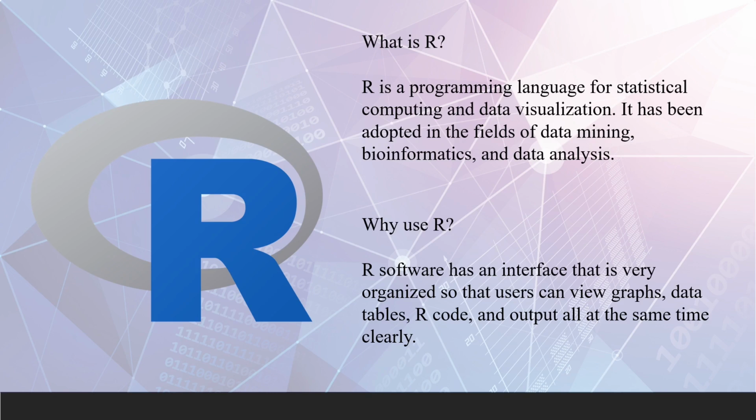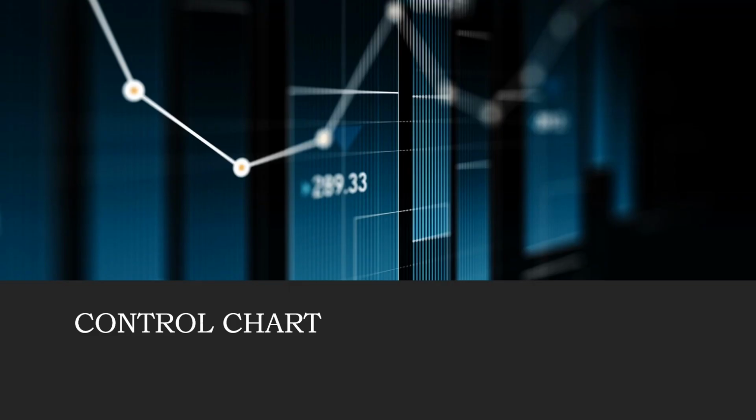So in order to create charts, I'm using R software. So what exactly is R software? R is a programming language for statistical computing and data visualization. It has been adopted in the fields of data mining, bioinformatics, and data analysis. So why do we use R? R software has an interface that is very organized, so the users can view graphs, data tables, R code, and output all at the same time very clearly.